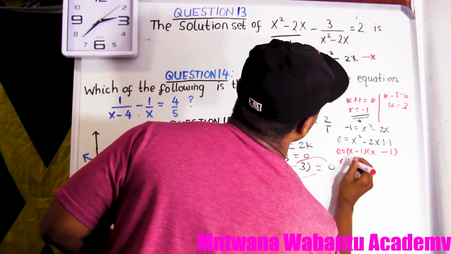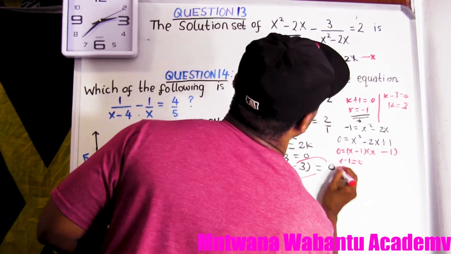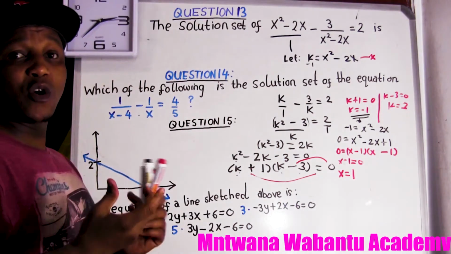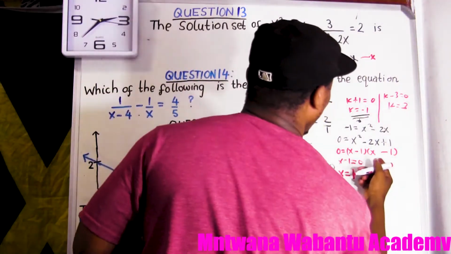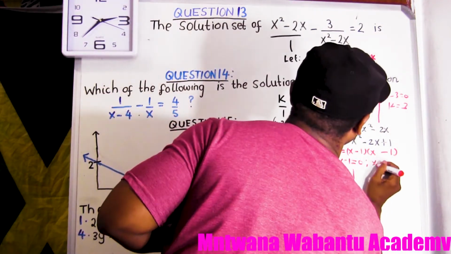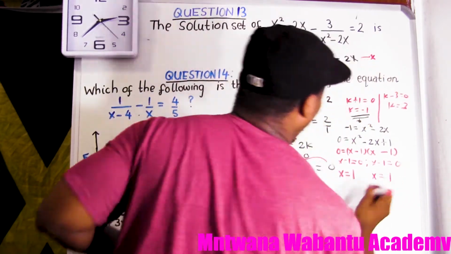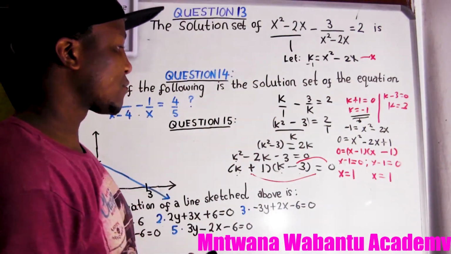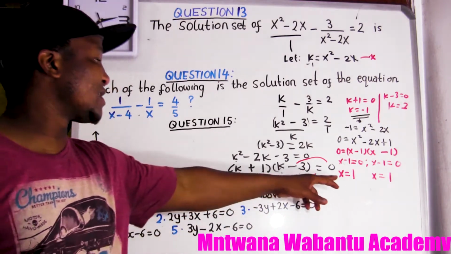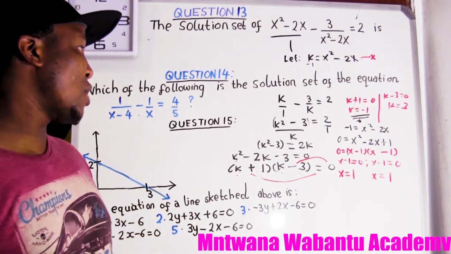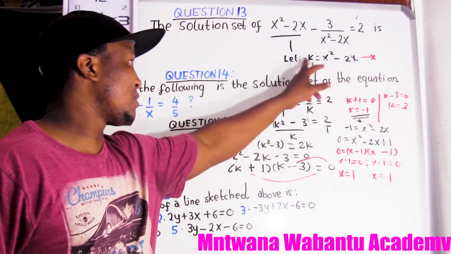x minus 1 equal to 0, and then take 1 over, so x equal to 1. So the first value is x equal to 1. Same here, x equal to 1, because x minus 1 is also equal to 0. So we have the value of x equal to 1 and another value of x equal to 1. That's for when you substitute this k.